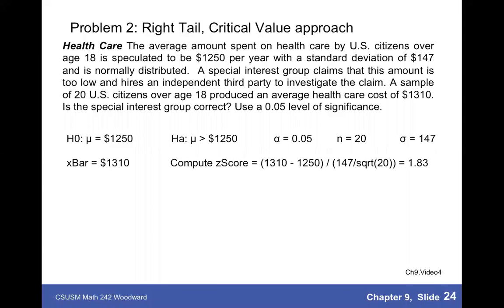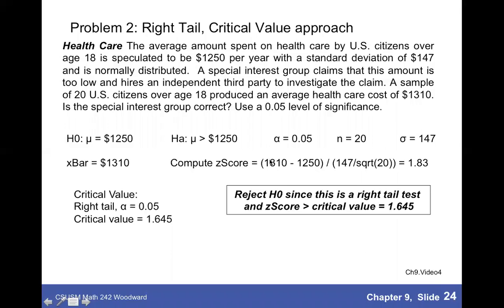I compute my Z-score. I get 1.83. Now this is a right tail test, so I worry about my right tail being bigger than the critical value. I go look at my critical value for a right tail test. For 0.05 it is 1.645. I find that my 1.83 is bigger than 1.645. It's a right tail test, so I reject H naught since the Z-score is bigger than the critical value.